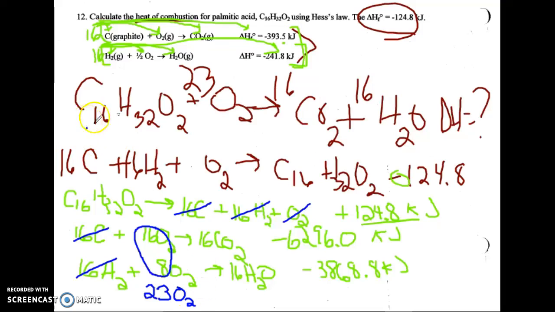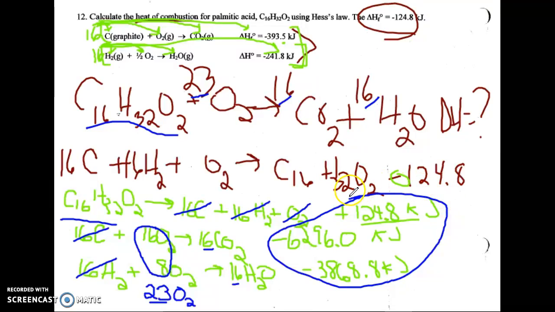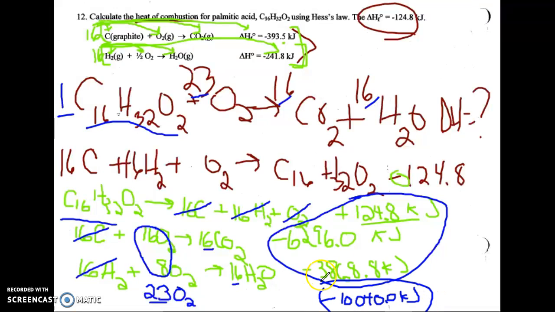And then if you look, we have what we need. We have the 23 oxygens and the 23 oxygens, the 16 CO2s and the 16 CO2s, 16 waters and 16 waters. Then all I have to do is sum these, and that gives us negative 10,040. I don't have to divide this one out because this is already based on the 1 mole that I have here. So this one we can just leave as our final answer for this problem.